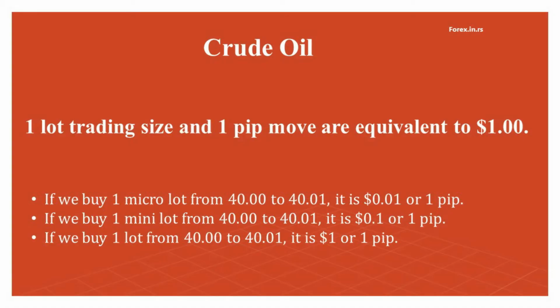If we buy 1 mini lot from 40.00 to 40.01, it is 10 cents or 1 pip. If we buy 1 lot from 40.00 to 40.01, it is $1 or 1 pip. When traders calculate oil pips, 1 lot oil trading size, 1 pip move, is equivalent to $1.